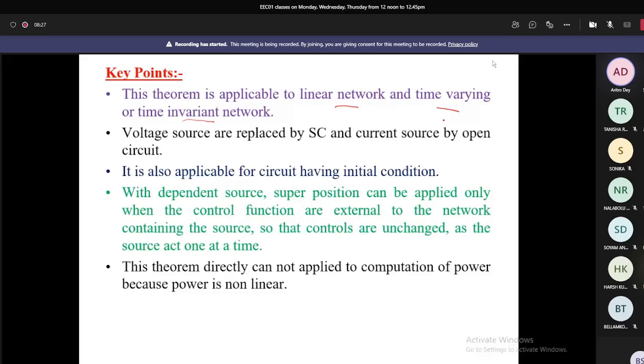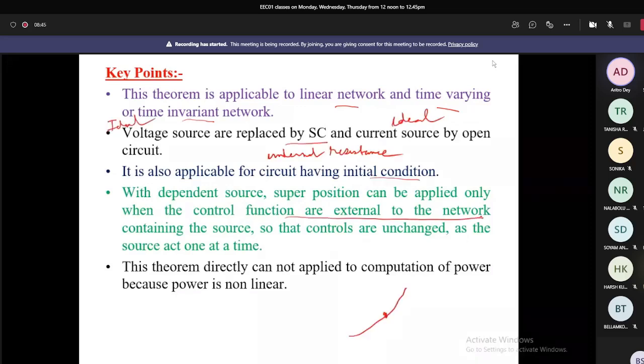Okay. With dependent source, superposition theorem can be applied only when control function are external to the network, otherwise not. Dependent source I have not discussed so far. I'll be discussing later maybe. Whenever we take care of this dependent source, then only I'll try to show the problem how we can solve it using the superposition theorem, Thevenin theorem, all other things. So there will be a little bit of trick with which we have to deal with the dependent sources. But for independent sources, you can readily apply.